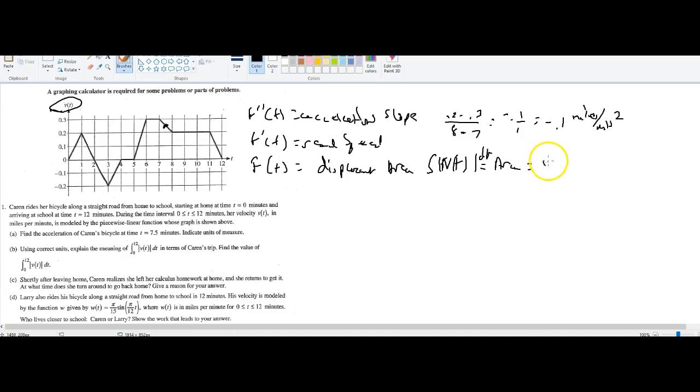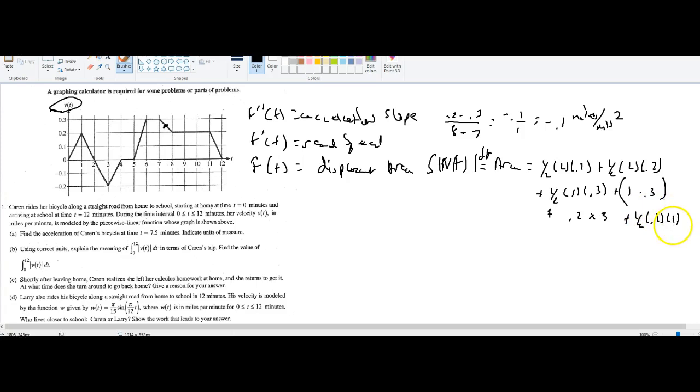Then the area is going to be 1/2 times 2 times 0.2, plus 1/2 times 2 times 0.2, plus 1/2 times 1 times 0.3, plus 1 times 0.3, plus 0.2 times 3, plus 1/2 times 0.2 times 1. All right.